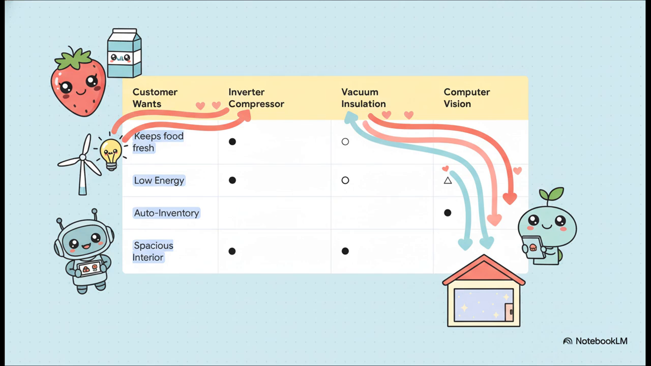Take a look at that inverter compressor. See the solid circle? That means it has a strong positive relationship with both keeps food fresh and low energy, our two top-rated customer wants. That one feature is a heavy hitter. This visually tells us which engineering choices are doing the most work for us.